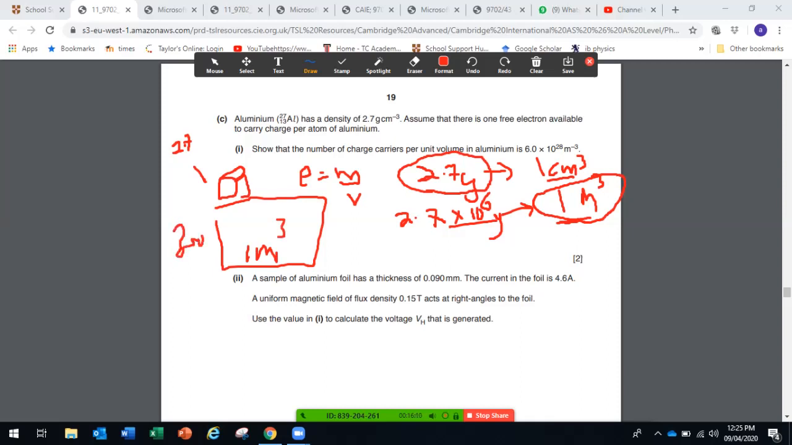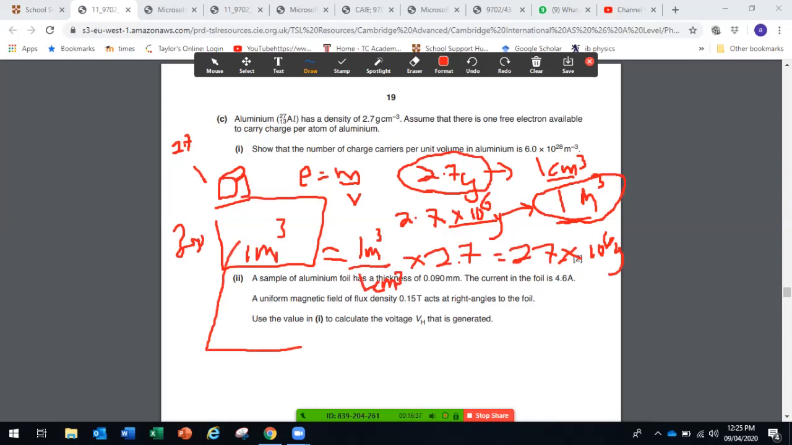So use ratio. How much the mass here? So 1 meter cube divided by 1 centimeter cube times 2.7. You will get 2.7 times 10 power of 6 gram. So in 1 meter cube, you have how much gram? This much gram. Okay. So this much gram, how many mole?